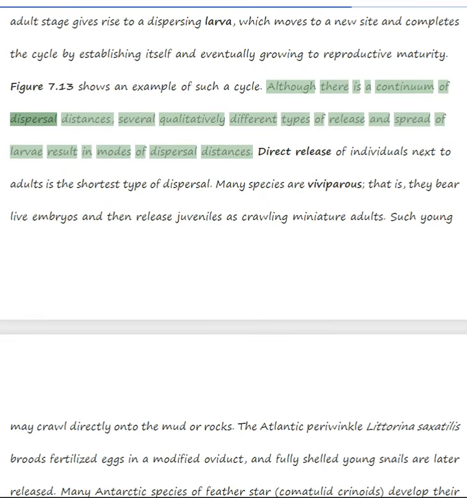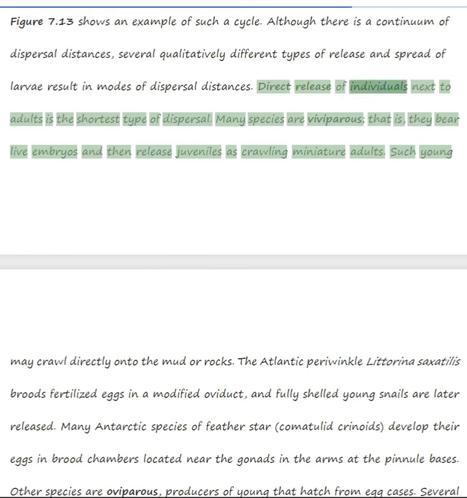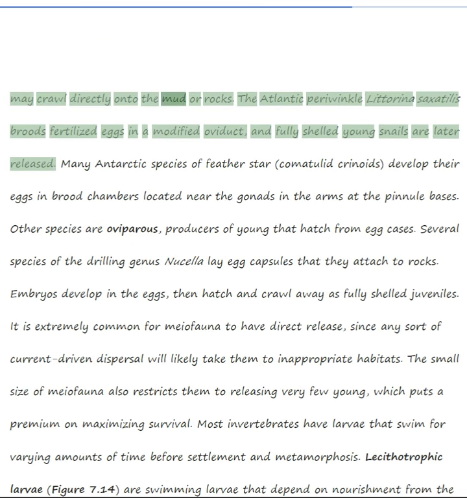Although there is a continuum of dispersal distances, several qualitatively different types of release and spread of larvae result in modes of dispersal distances. Direct release of individuals next to adults is the shortest type of dispersal. Many species are viviparous, that is, they bear live embryos and then release juveniles as crawling miniature adults. Such young may crawl directly onto the mud or rocks. The Atlantic periwinkle Littorina saxatilis broods fertilized eggs in a modified oviduct, and fully shelled young snails are later released.